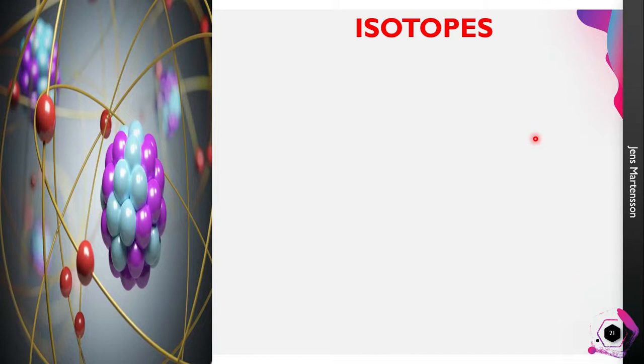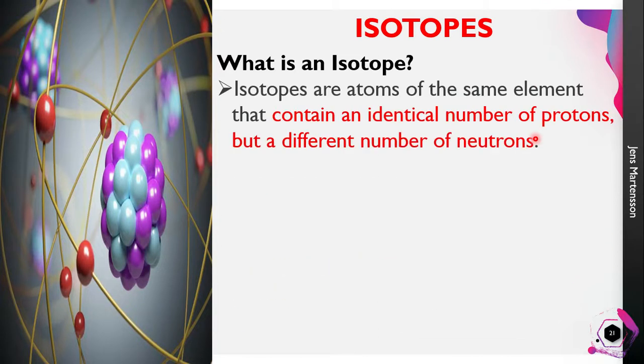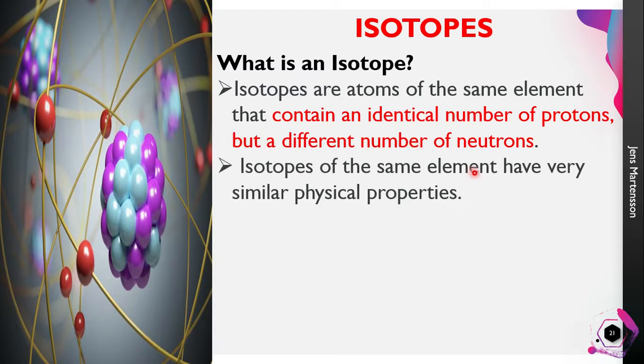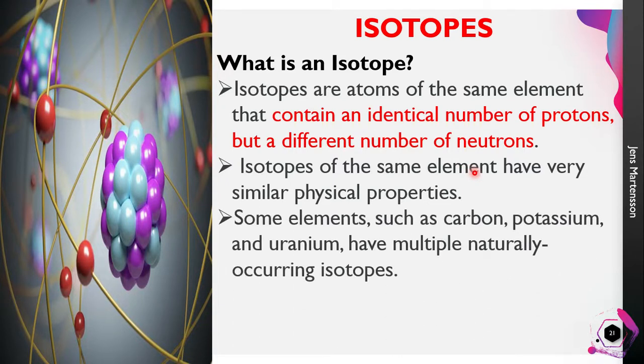Okay? So as what I have said kanina, isotopes are atoms of the same element that contain an identical number or the same number of protons but a different number of neutrons. Okay, so isotopes of the same element have very similar physical properties. Some elements such as carbon, potassium, and uranium have multiple naturally occurring isotopes.